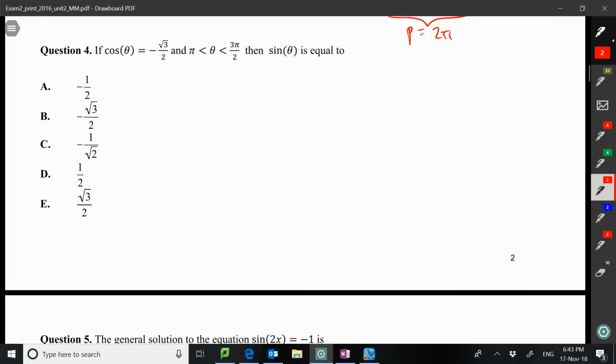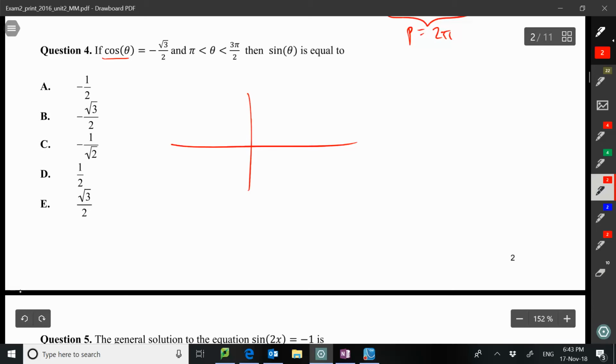Next one. If cos of theta equals... I did a similar question in the 2017 paper, so hopefully you can have a go at this one and should be able to do it as well. But anyways, cos of an angle is equal to negative root 3 on 2. So from pi to 3 pi on 2, we're in the third quadrant. And cos of an angle will give you this value.